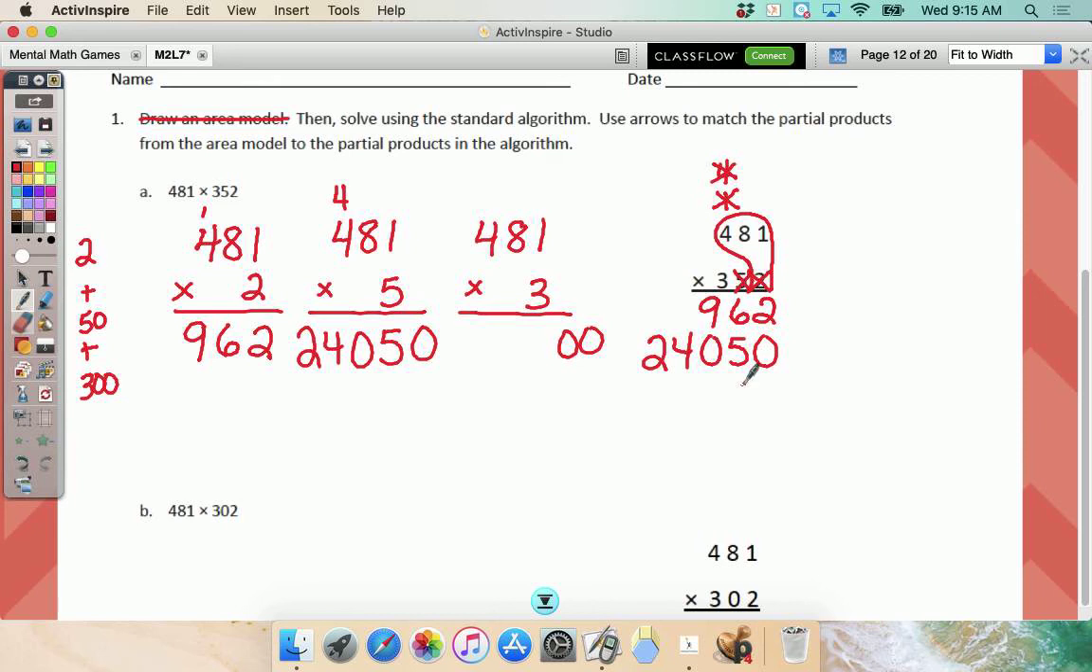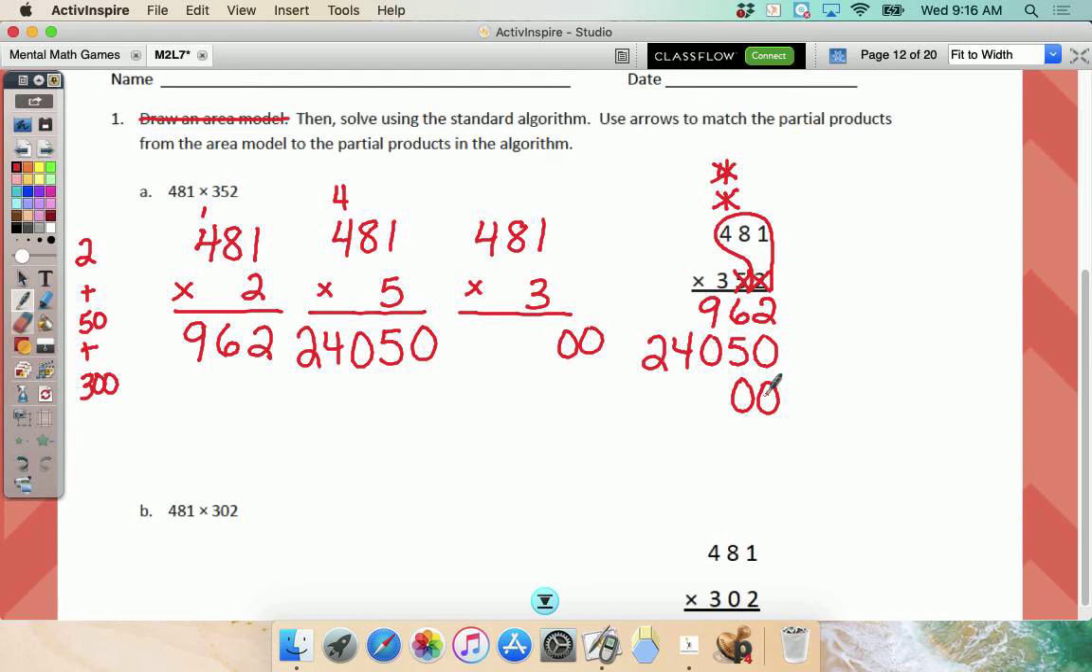So we're done with the 5. How many zeros do I need? 2. Why? Because it's in the hundreds place. Because the 3's in the hundreds place, and if we're going to multiply times 300, we're going to put the zeros on there, aren't we? But we're going to do it at the end. We're kind of doing it at the beginning here, aren't we?